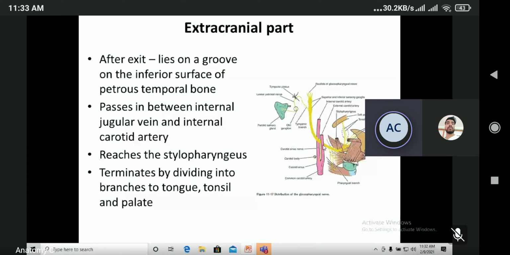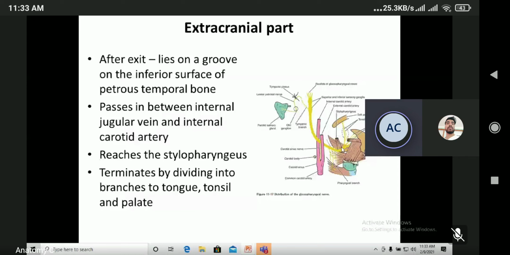This is the external carotid artery, and this is the internal carotid artery. So first it passes between the internal jugular vein and the internal carotid artery. Then from there it reaches the stylopharyngeus muscle. This is the stylopharyngeus muscle, around the pharynx. From here it reaches the stylopharyngeus muscle to supply it.